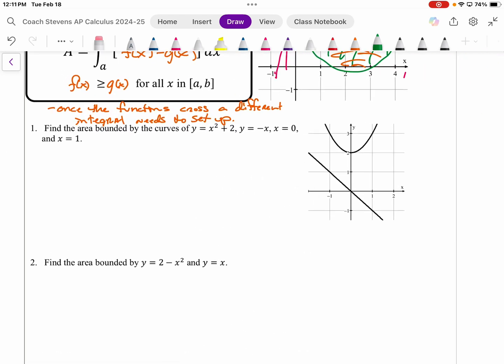Let's say find the area bounded by the curves y is equal to x squared plus 1. Well, again, if you didn't know, that's this one up here. Or sorry, x squared plus 2. And then the other one, that's my y equals negative x. That's that diagonal line, in case you didn't know. They told us that we're bounded from 0 to 1, so from x is equal to 0 to x is equal to 1. And so they are asking me to find what is that area there.